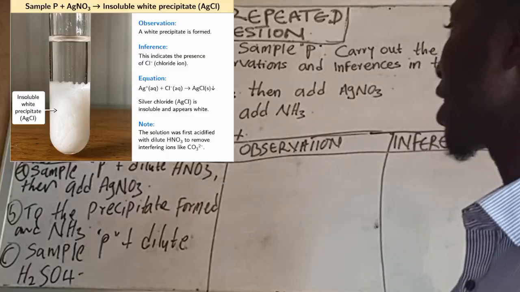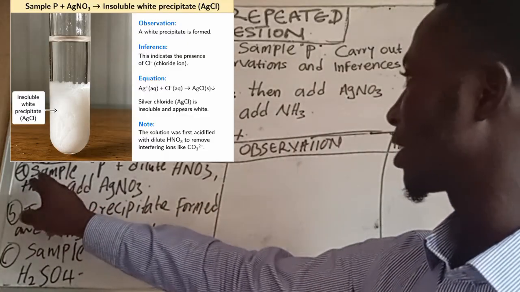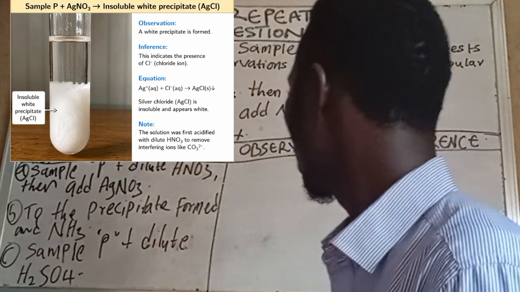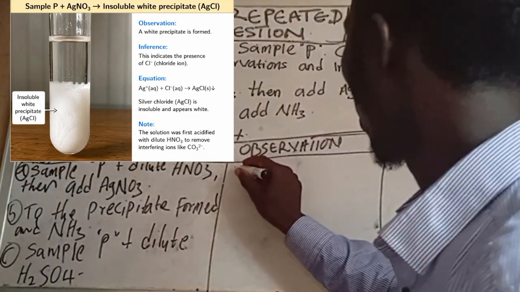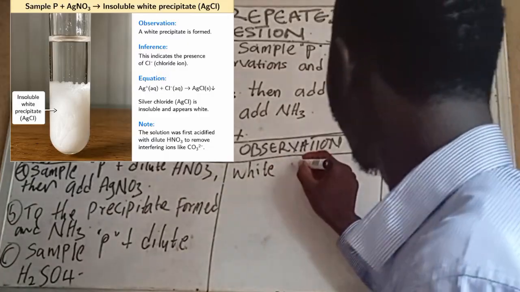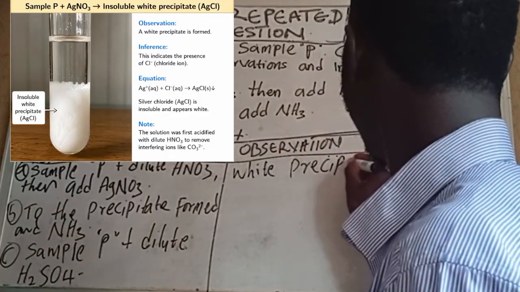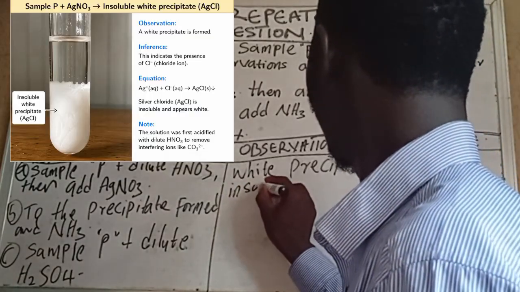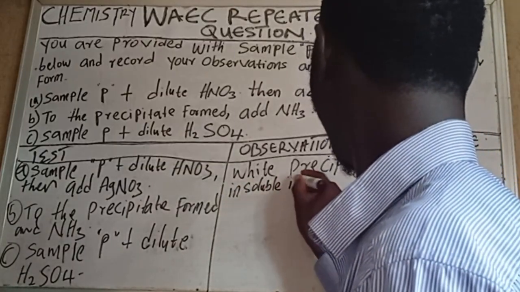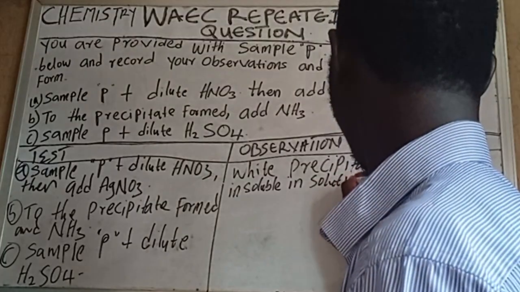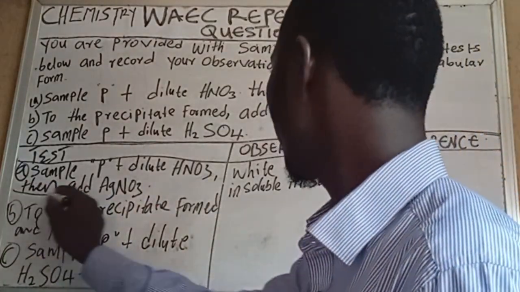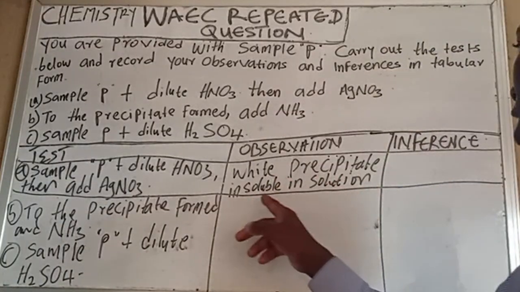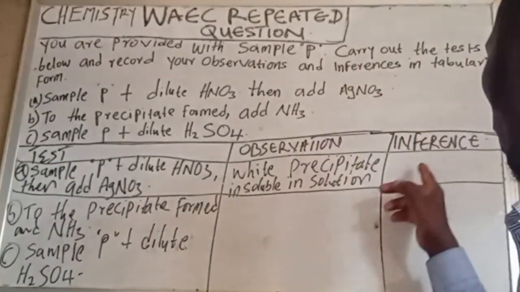In the test, when we add sample P plus dilute nitric acid, then we add silver nitrate, the observation is white precipitate, insoluble in solution. So you now draw your line. You draw that line. White precipitate insoluble in solution. Now what will be your inference?